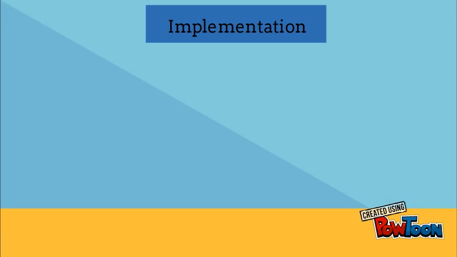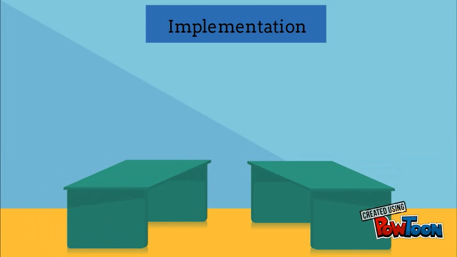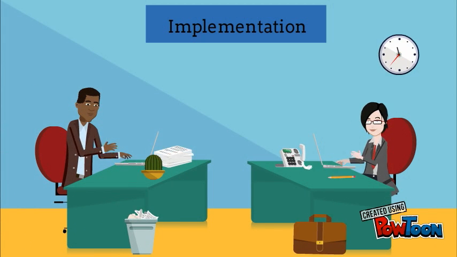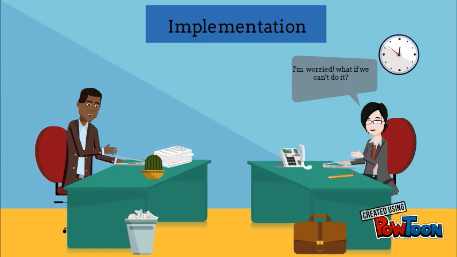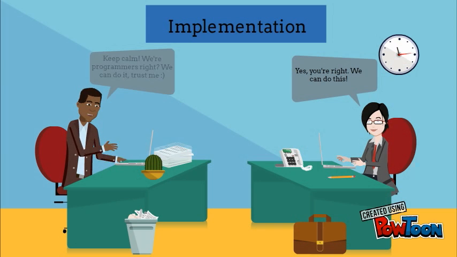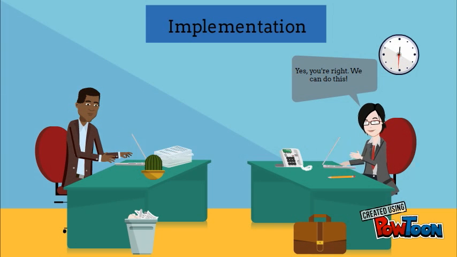Third is implementation. With the inputs from system design, the system is first developed in small programs called units, which are integrated in the next phase. Each unit is developed and tested for its functionality, which is referred to as unit testing.